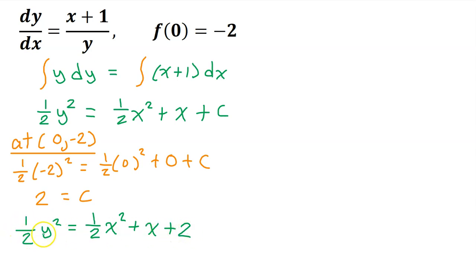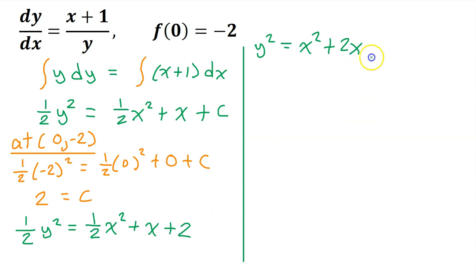We need to do a little bit of basic algebra to get y by itself. Let's multiply both sides of the equation by 2. So on the left side, multiplying by 2 leaves y squared is equal to. On the right-hand side, multiplying by 2 cancels out the 1/2, so that's x squared. Multiply by 2 again, that's 2x. Multiply by 2 here, and that is 4. Now we need to take the square root of both sides of the equation.